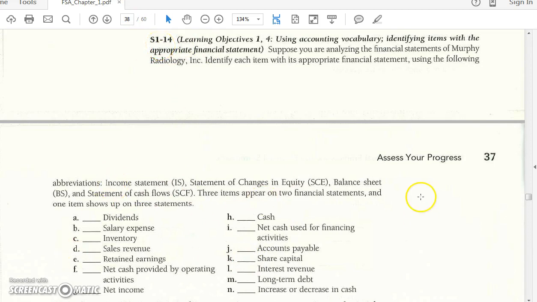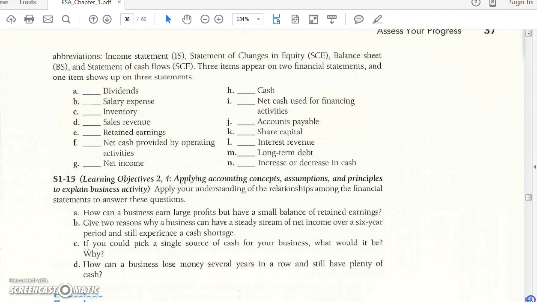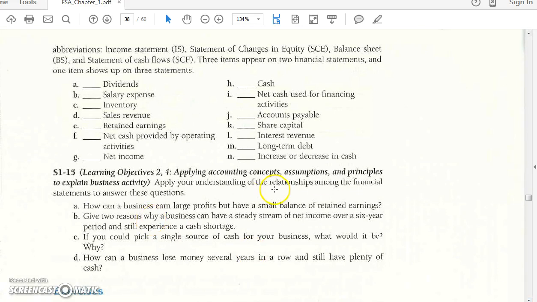Now let's go into the next item, and I believe it's number 15. Let's see if we can get to 15. So basically, let's see how much you understand accounting based on what we've done so far. I'm sorry, I'm going to get rid of this. How can a business earn large profits but have a small balance of retained earnings? Give 2 reasons why a business can have a steady stream of income over a 6-year period and still experience a cash shortage. You can pick a single source of cash for your business. Which would it be and why?